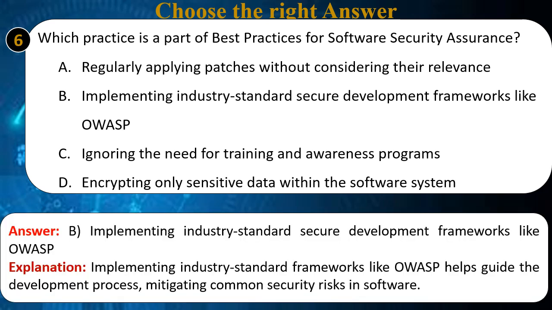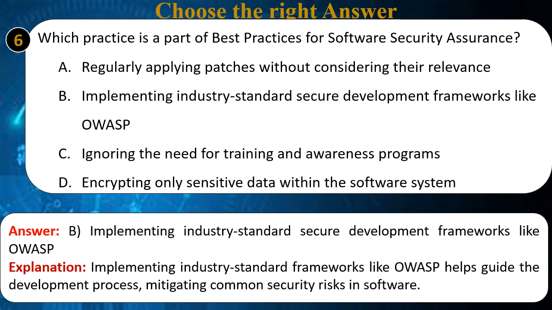The best practice for software security assurance, SSA, out of the options provided is B. Implementing industry-standard secure development frameworks like Open Web Application Security Project, OWASP. Here's why. A. Regularly applying patches without considering their relevance. While applying patches is important, blindly applying all updates without understanding their purpose and potential impact can introduce new vulnerabilities or break functionality.